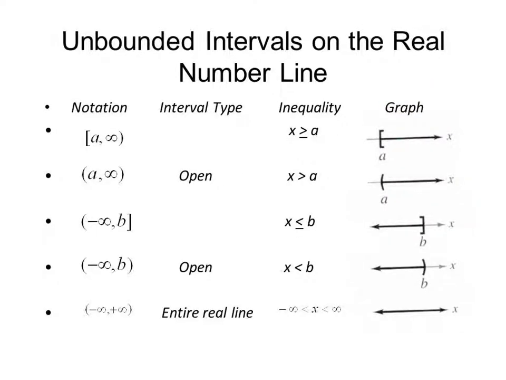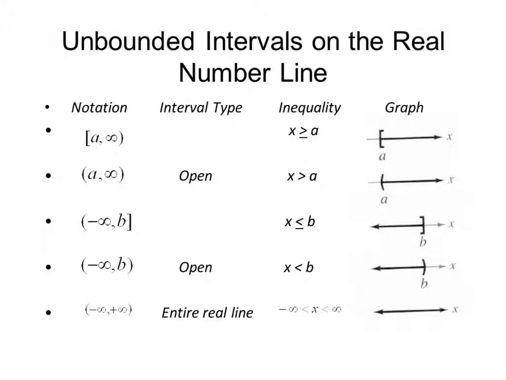Unbounded intervals on the real number line. So these always include infinity. A few things we need to note here: any time in that notation that you are looking at the infinity symbol, you always see a parenthesis. So infinity always has a parenthesis. It will never have the square bracket.